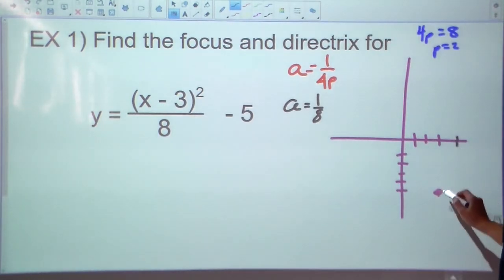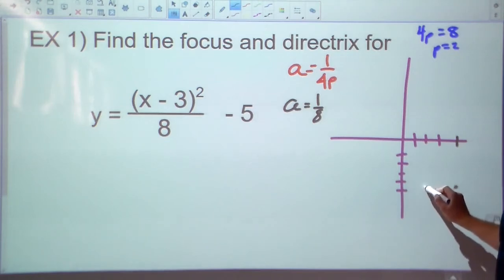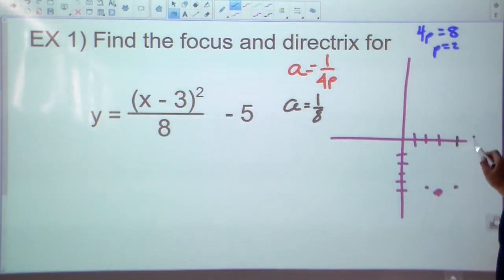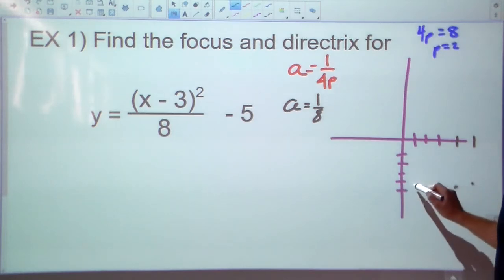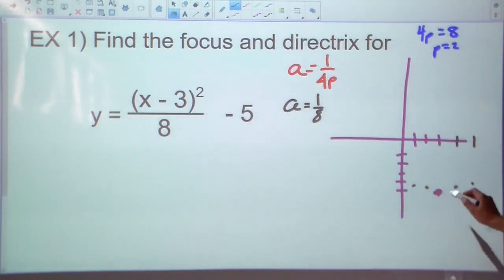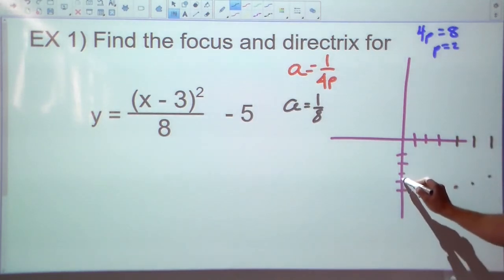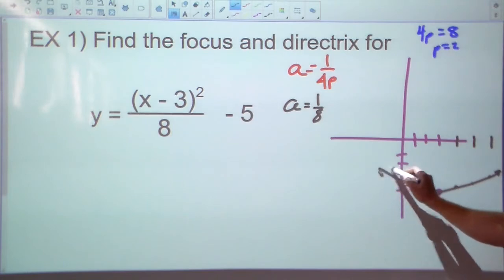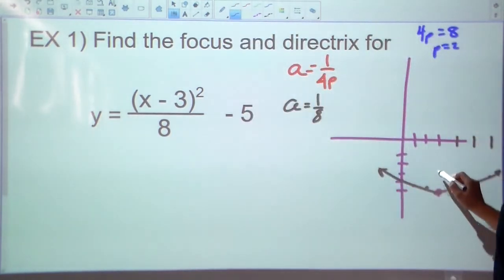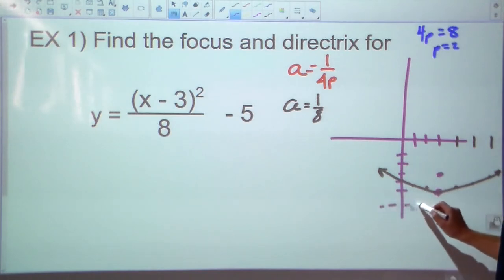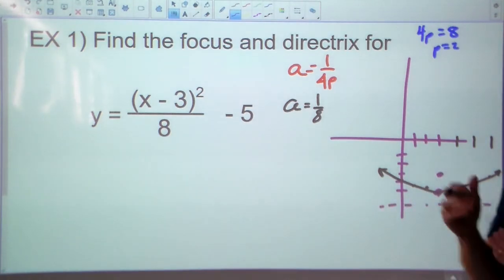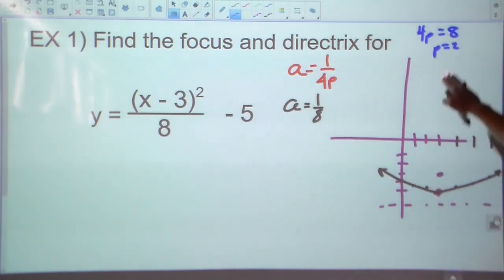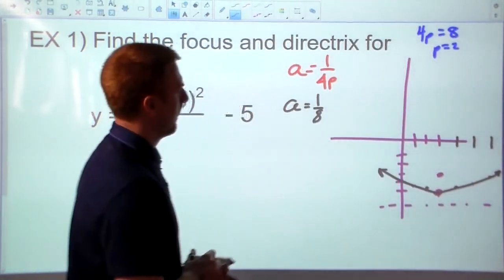So that means every time I go right or left, I'm only going up 1/8, so I'm barely going up at all. The next time I go one more, I'm going to go up 3/8, so I'll be up to 1/2. So this thing is very slowly opening. Next time I would go 5/8, so I'll be just a little bit above -4 there. And I think that's good enough. So my focus is going to be happening somewhere in this area. The directrix is somewhere down here. We don't have to worry about how far away right now. If you want to start using the p value, you know it's 2 above, 2 below. But that's enough to get us in the right direction.